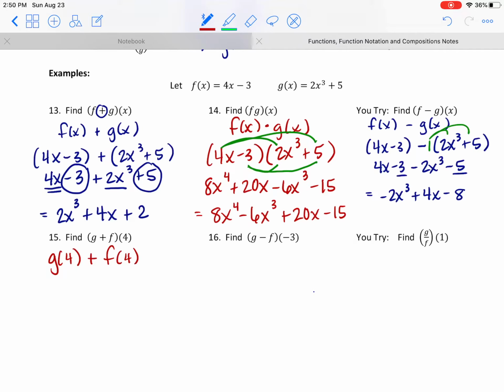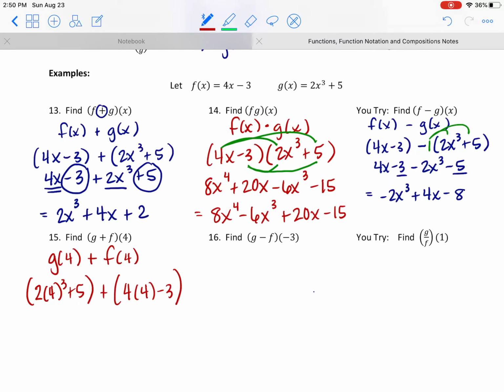Okay, so this one is telling us to find g of 4 and add it to f of 4. So to find g of 4, 4 has to get plugged into g of x. So this is 2 times 4 cubed plus 5. And then plug 4 into f of x. So 4 times 4 minus 3. And those two results will get added.